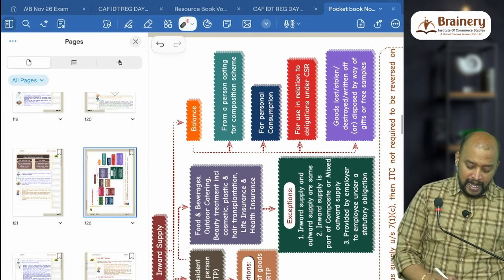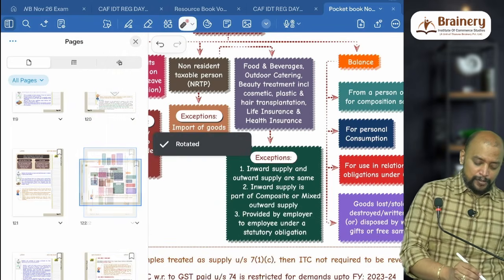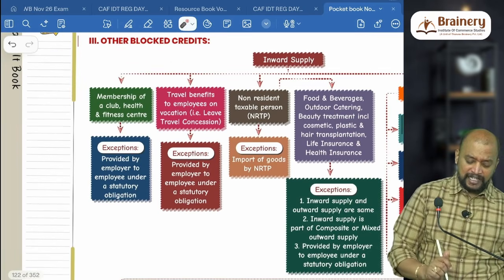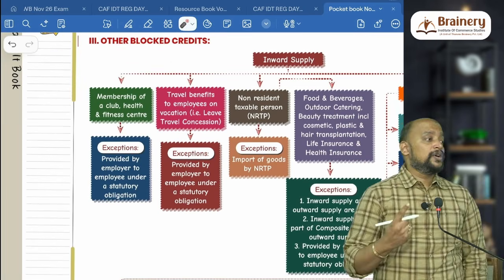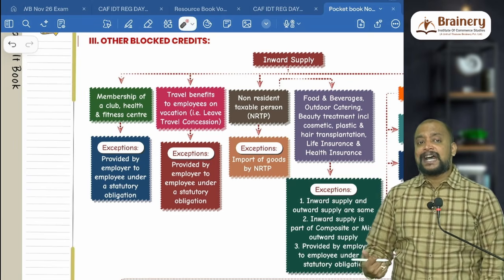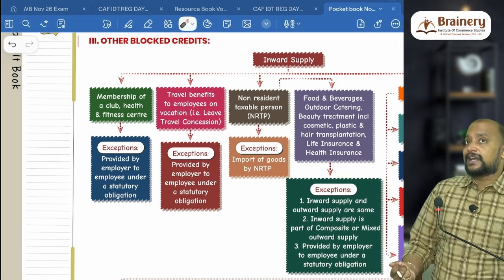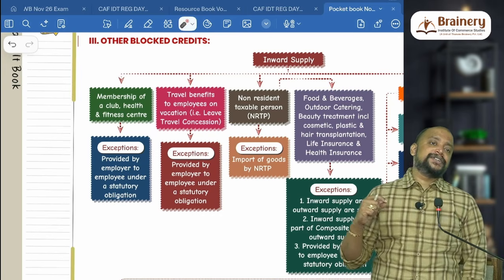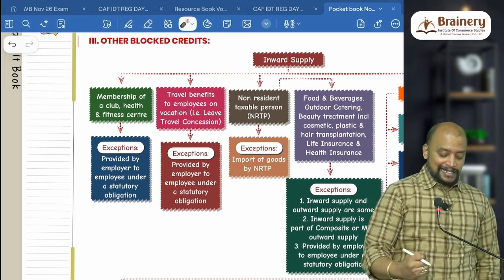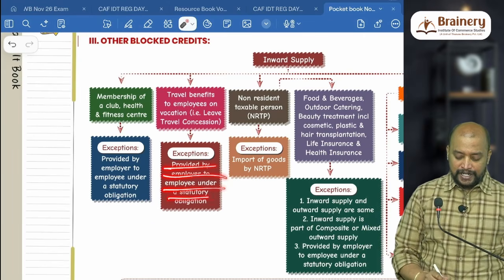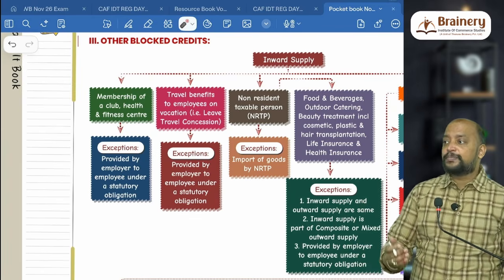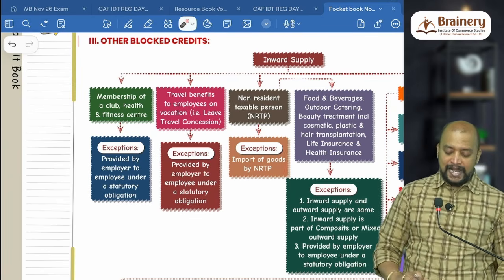And next we have other blocked credits. In these other blocked credits, the first one is membership of a club, health and fitness center, that is blocked ITC. Only one exception we have: if that is received by an employer for their employee under a statutory obligation. Then second, travel benefits extended to employees on vacation is blocked ITC. Again, there also we have the same exception, that provided by employer to employee under a statutory obligation. Then inward supplies of NRTP is blocked ITC, but with one exception, import of goods by NRTP.